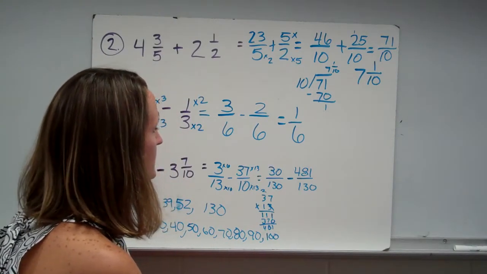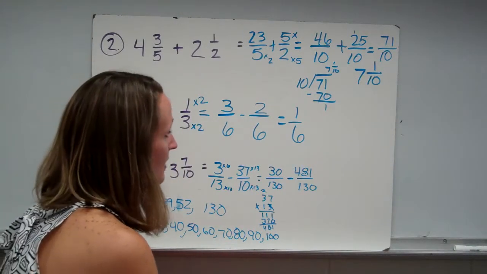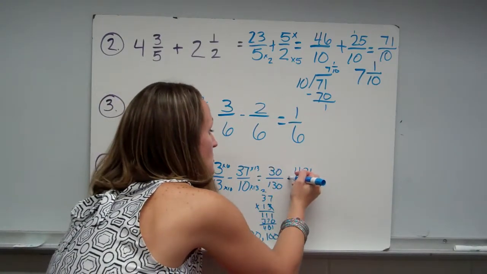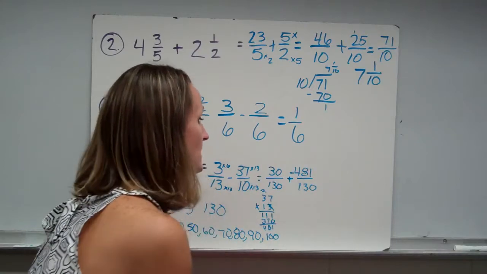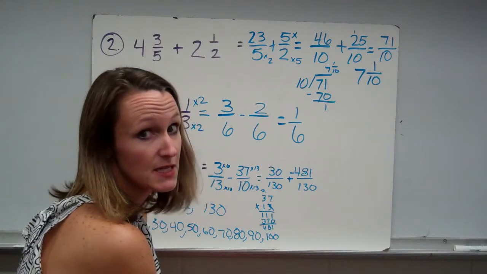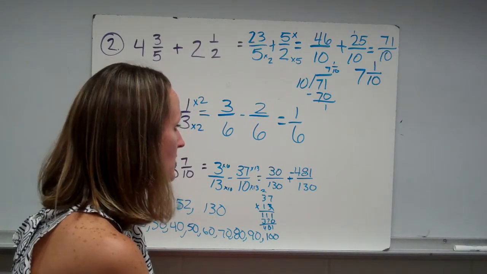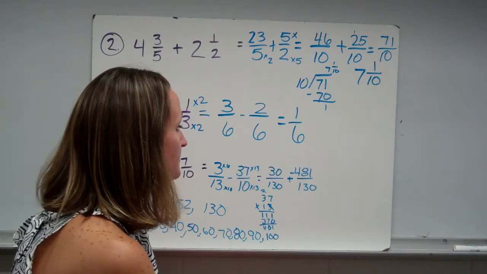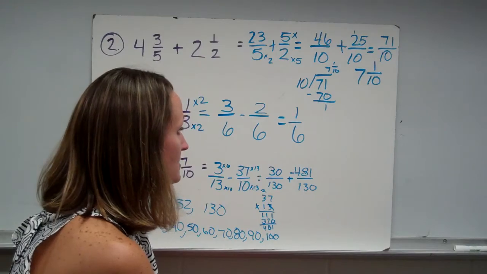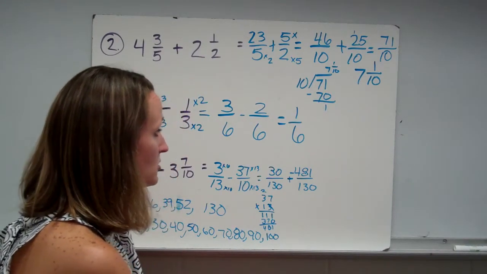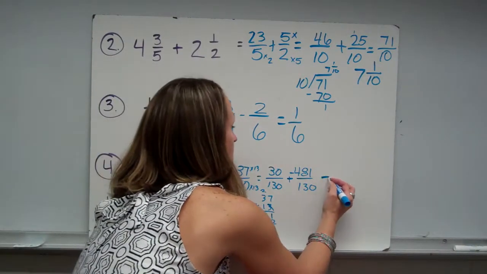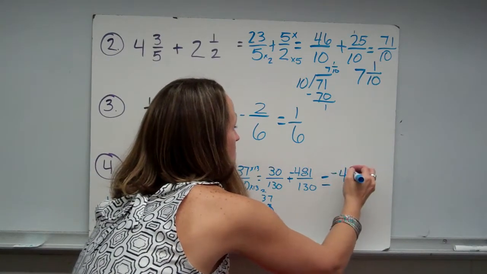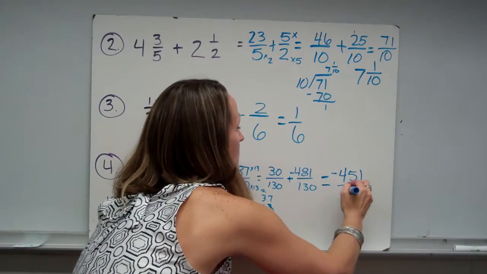So we're going to subtract that. Now, we can use our integer rules. Same, switch, change. So we have 30 over 130 plus negative 481 over 130. We know that different signs subtract, keep the sign of the larger number, then you'll be exact. So we can actually end up with negative 451 over 130.